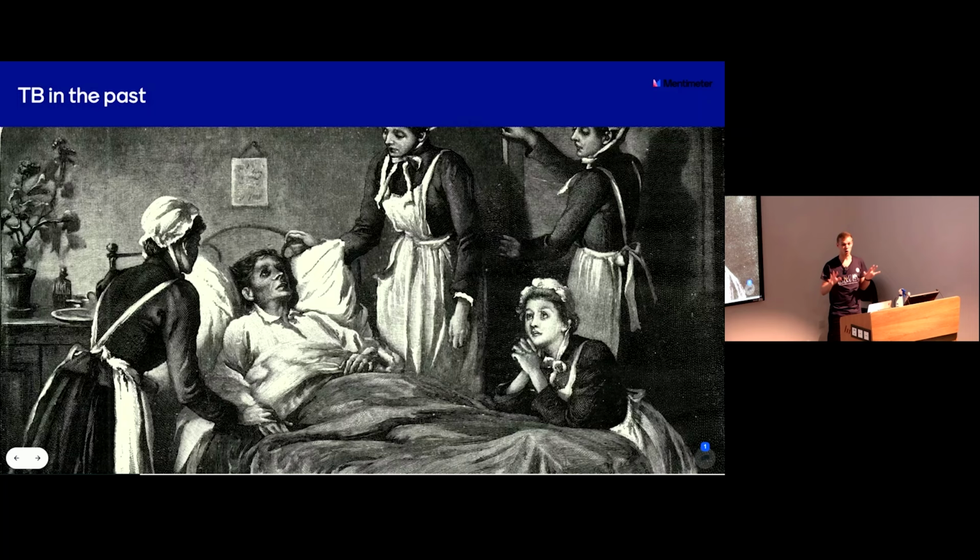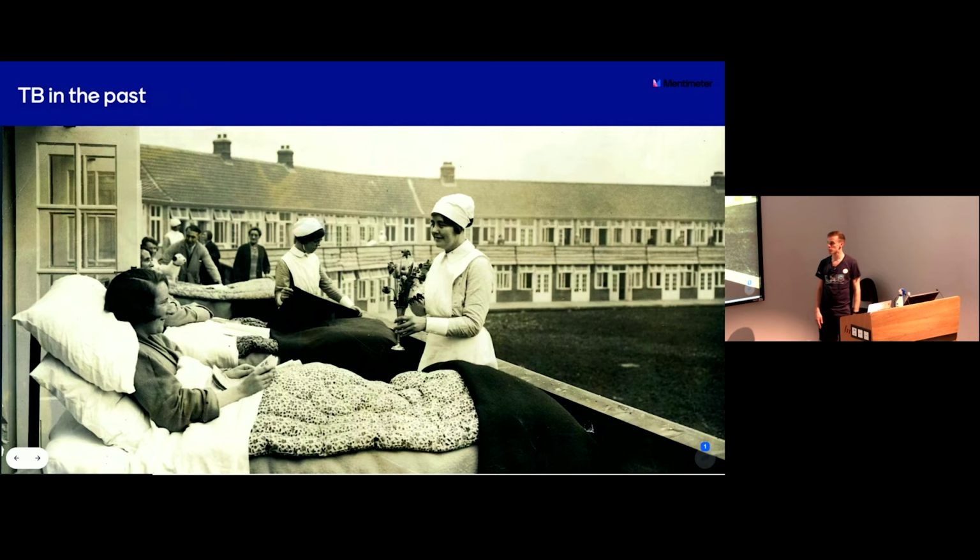And TB was called this thing called consumption, as a couple of you said at the word cloud earlier. And people lost weight, they lost the color in their face, and it looked like the bacteria was eating them from the inside. And so what did people do to try and get rid of TB? Well, one of the things they did was send them to a sanatorium. Again, I saw that word at the start. And a sanatorium was somewhere out of the city where there was fresh air. And the idea was that you could go there and get treatment and try and recover.